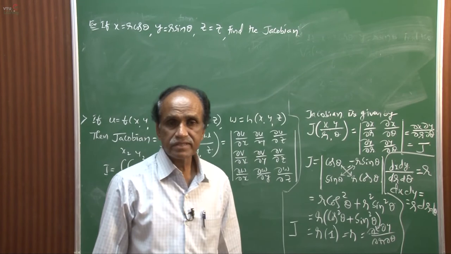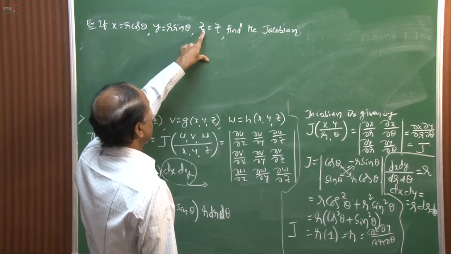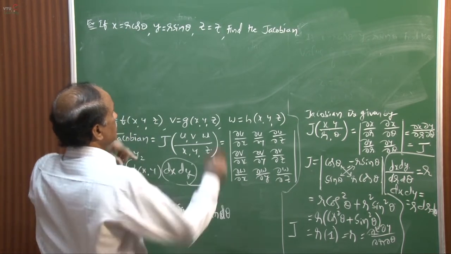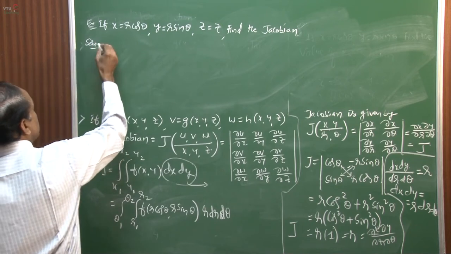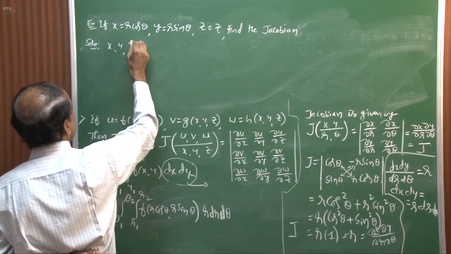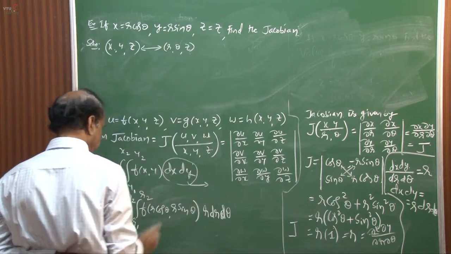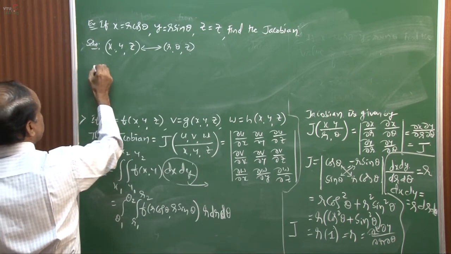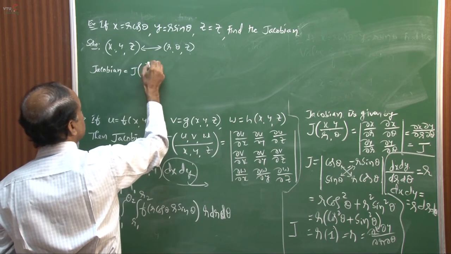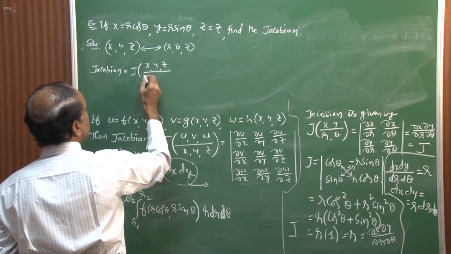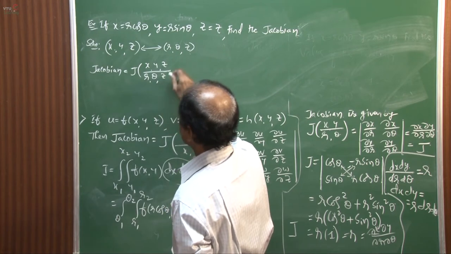Now, you can make out, this is the case of not two variables but three variables. There are three symbols, x, y, z, and on the right side also three symbols, r, theta, and one more is the same. So, we will discuss according to the given variables. Solution: x, y, z are connected to r, theta and z. So, we will do accordingly. That means Jacobian is equal to J of x, y, z divided by r, theta, z.